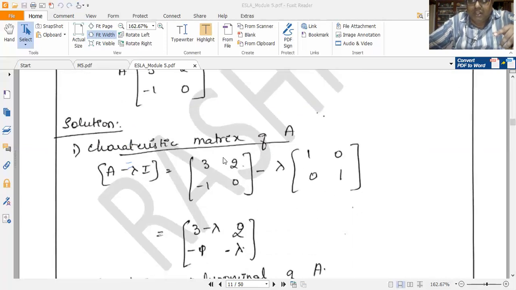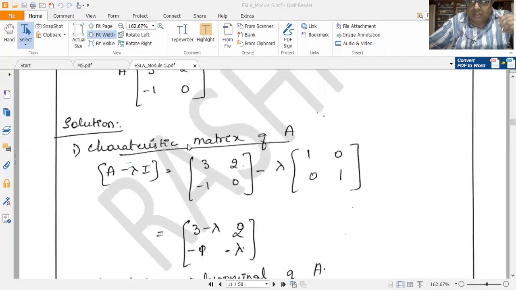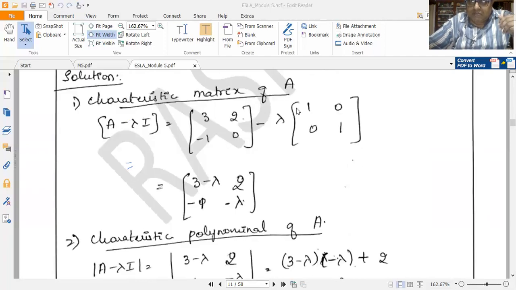Now subtract. This unit matrix can be multiplied by the scalar. All elements of the unit matrix can be multiplied by the scalar, as we know from matrix multiplication. So this becomes lambda, 0, 0, lambda. Subtracting, I get 3 minus lambda, then 2, because lambda into 0 is 0. So 3 minus lambda, 2, minus 1, minus lambda I get.